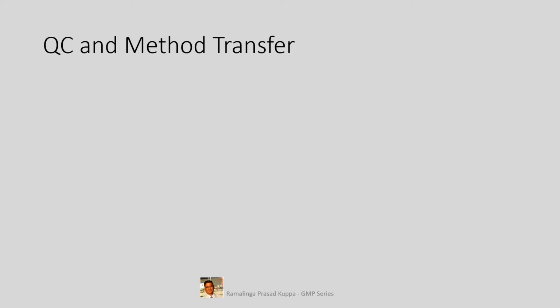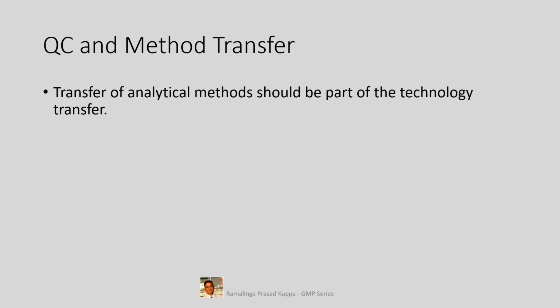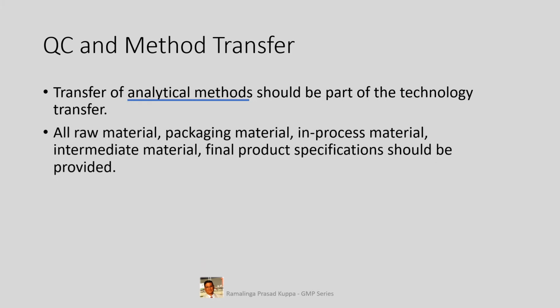Let us see how QC and method transfer is done. Transfer of analytical methods should be part of the technology transfer. The sending unit should provide all QC related data in much detail. All raw material, packaging material, in-process material, intermediate material, and final product specifications should be provided. Approved specifications for this list should be provided. Detailed test procedures for these items also should be provided.